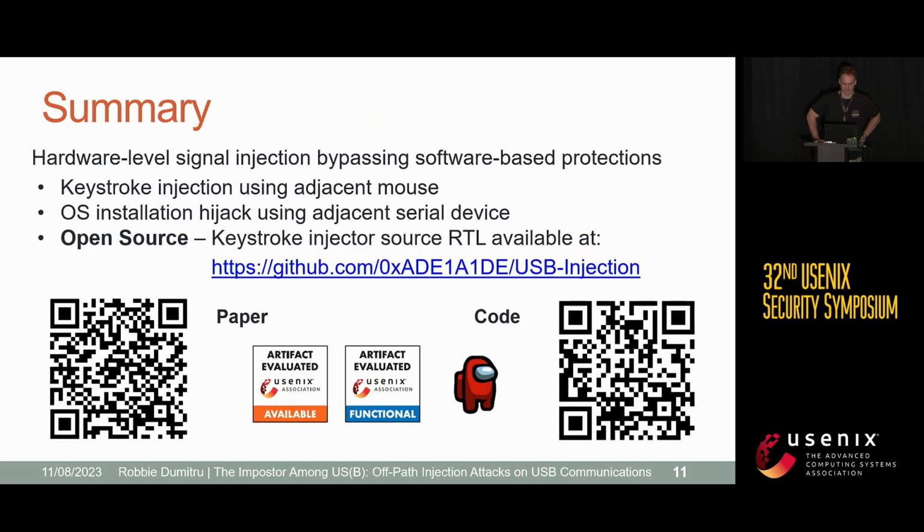So to summarize, we present a novel hardware-level signal injection exploit using which we can bypass existing software-based protections against known USB attacks. We demonstrate 2 concrete attacks, in one case injecting keystrokes against a trusted keyboard using an adjacent mouse, and in another case, hijacking the installation of an OS image using an adjacently connected serial device. We also make our keystroke injector source RTL available at our GitHub, and I invite you to please read our paper if you're interested in more details.